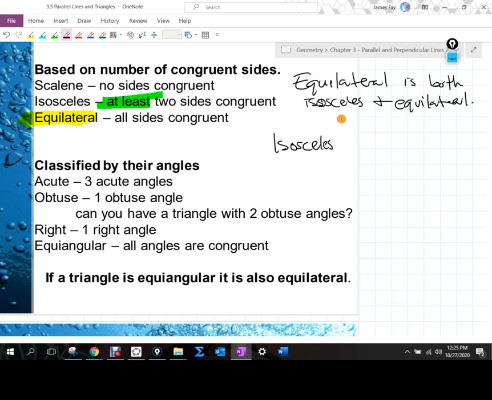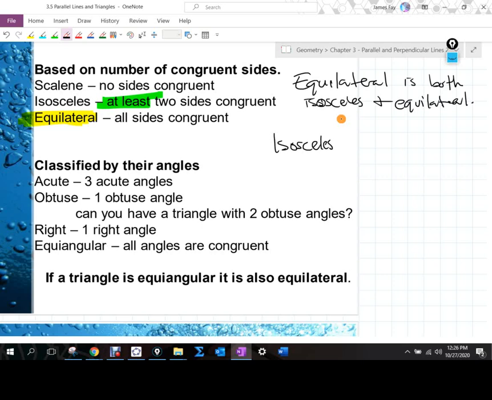This is a common question I ask in quizzes. If you have an isosceles triangle in front of you, and that's all you know about it, you don't have a ruler, you don't have any measurements, I just tell you that it's isosceles, can you tell me that it's equilateral? No, you don't know, right? You don't know enough information to say that it's equilateral. But if I tell you you have an equilateral triangle in front of you, can you tell me that it is isosceles? Yes.